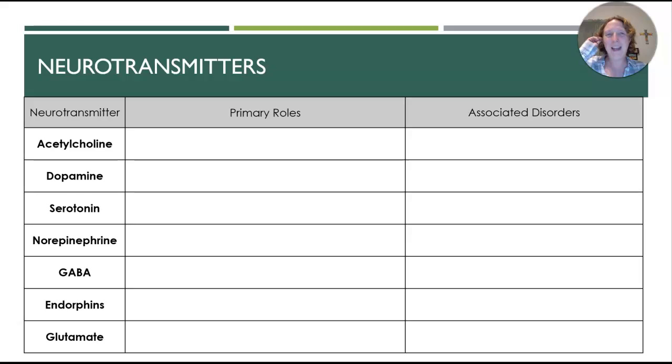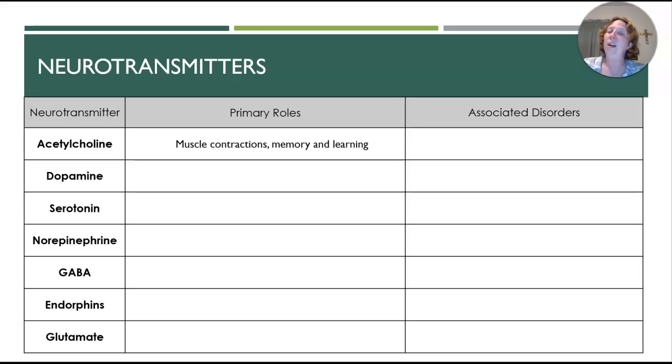Okay, I keep saying I'll tell you about neurotransmitters. Well, here I am telling you about neurotransmitters. I'm going to go through each one. You'll see that I already gave them to you in your notes, but you still must memorize what they do.